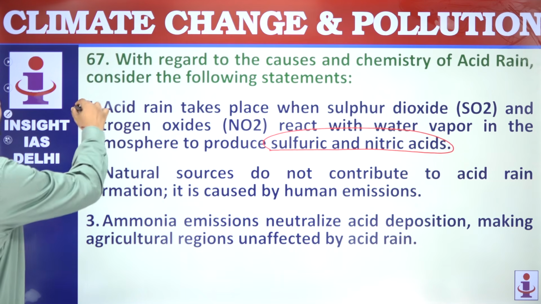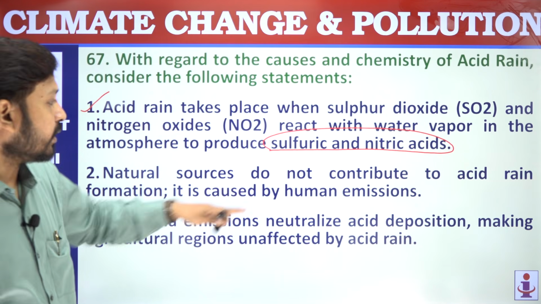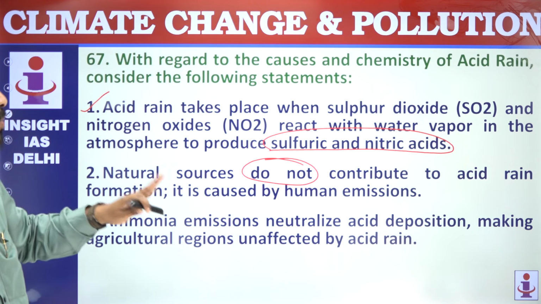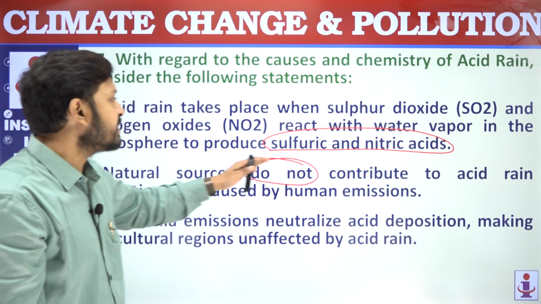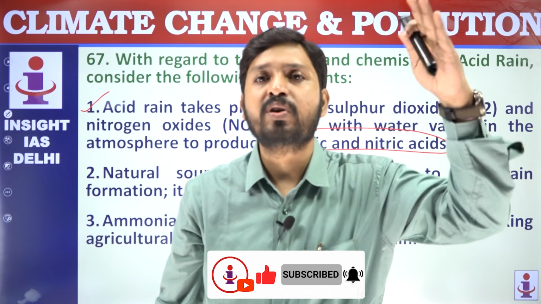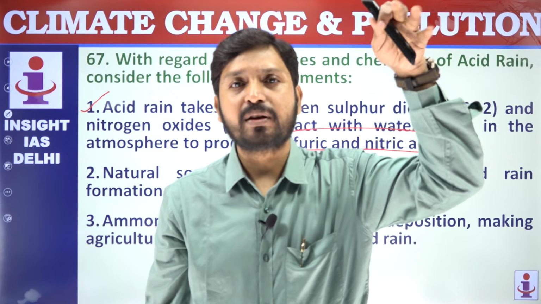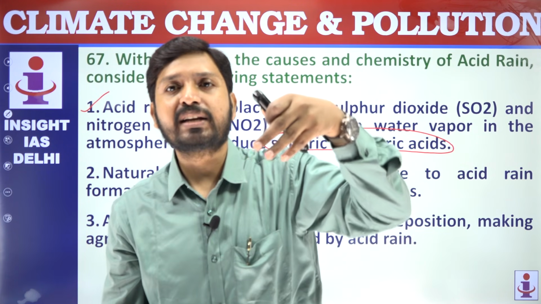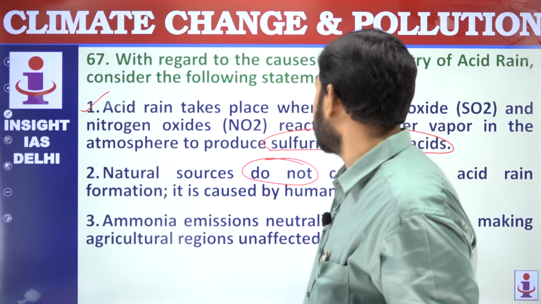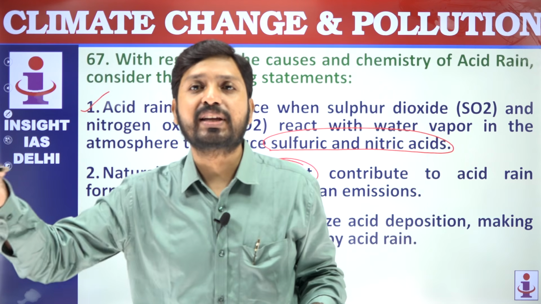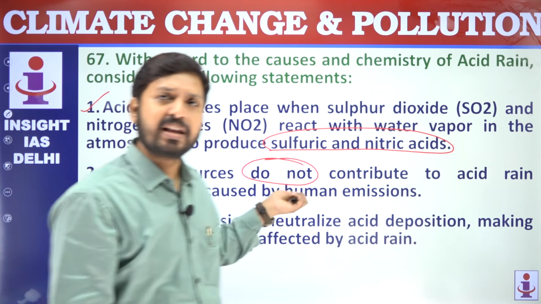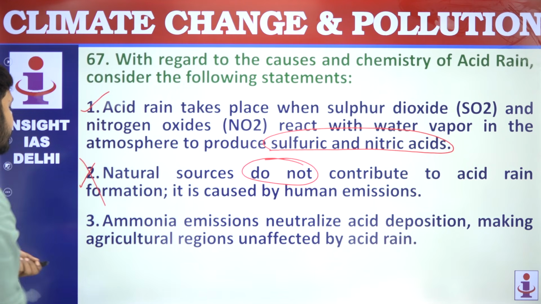This is the right statement. Next one: natural sources do not contribute to the acid rain formation; it is caused by human emissions only. No, this is wrong, right? Naturally also sulfur is there, released into the atmosphere from the volcanoes. So when moisture reacts with it, sulfuric acid can form. And apart from that, in the lightning process, nitrous oxides are formed in the atmosphere, and when they react with the water vapor, nitric acid forms. Naturally also they can occur. So this is the wrong statement.